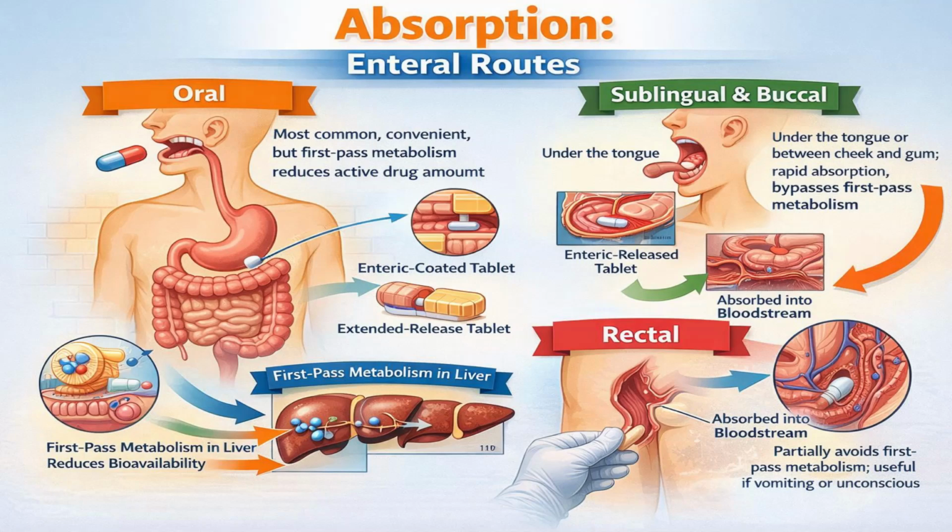Drugs may be destroyed by gastric acid, degraded by digestive enzymes, or undergo first-pass metabolism in the liver. First-pass metabolism refers to the hepatic metabolism of a drug after oral absorption and before it reaches the systemic circulation, leading to reduced bioavailability, which reduces the amount of active drug reaching systemic circulation. To overcome these limitations, special oral formulations are used. Enteric-coated tablets protect drugs from stomach acid and dissolve in the intestine.